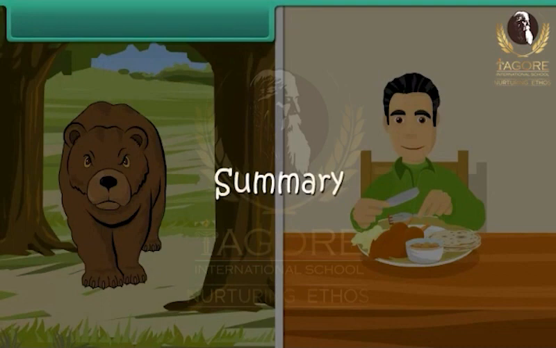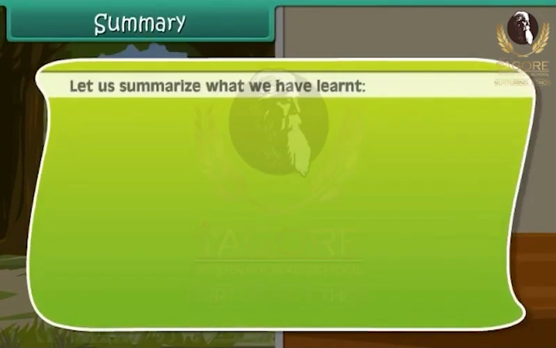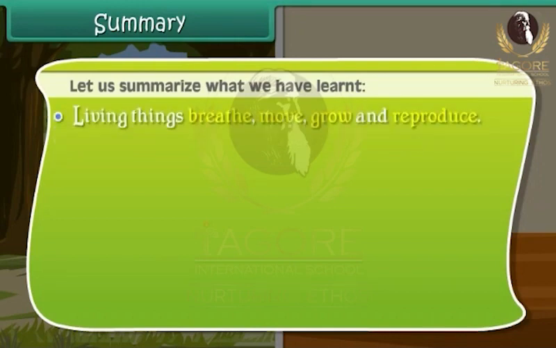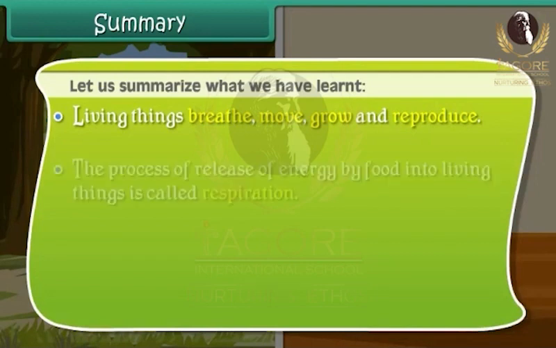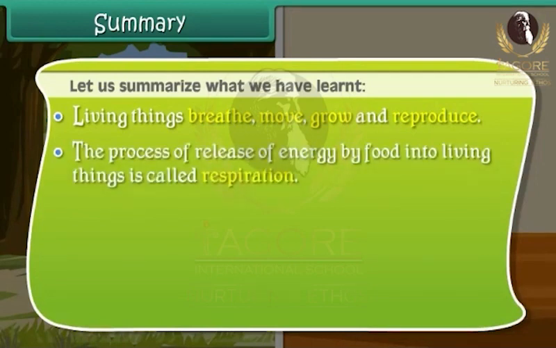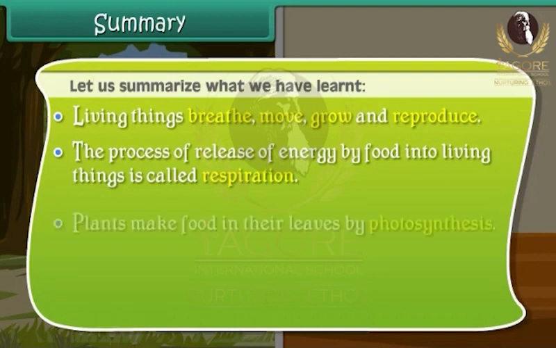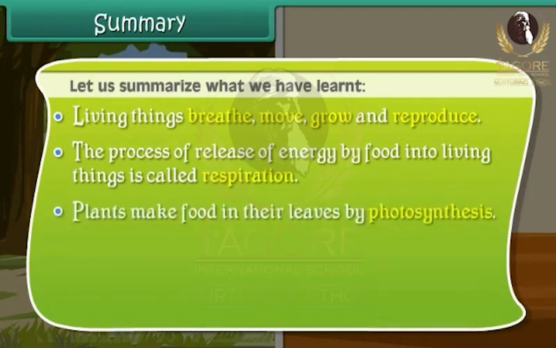Summary. Let us summarize what we have learned. Living things breathe, move, grow, and reproduce. The process of release of energy by food into living things is called respiration. Plants make food in their leaves by photosynthesis.